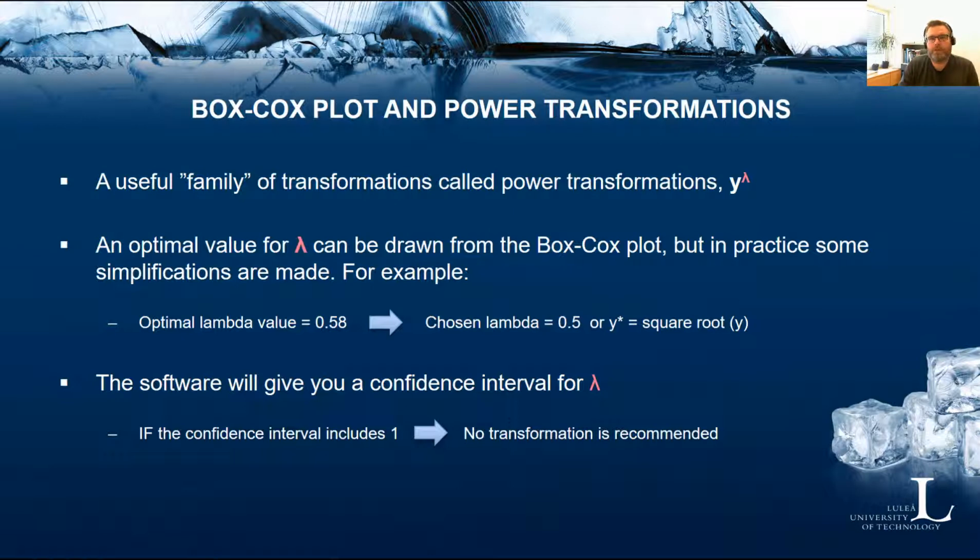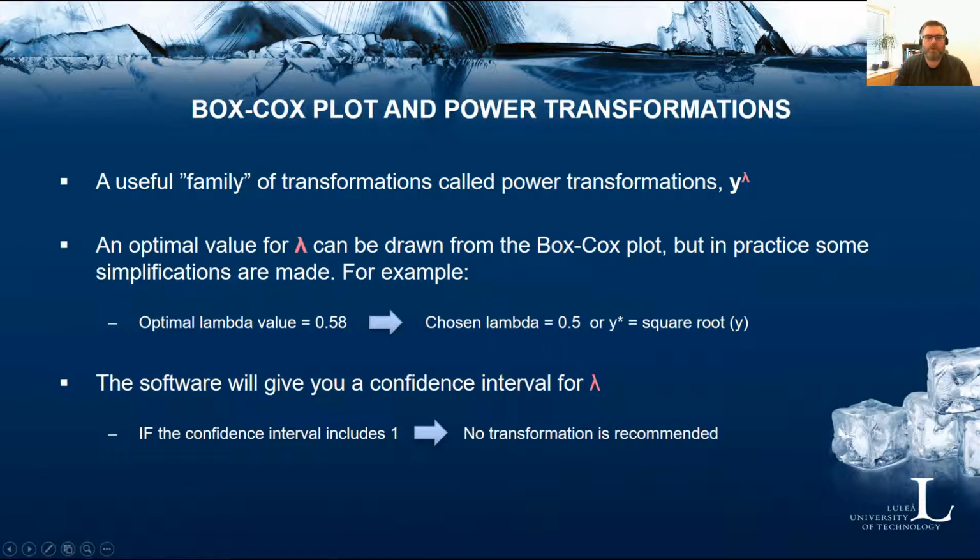But in practice, there are some simplifications made. So for example, if we get an optimal lambda value of 0.58, it's quite close to 0.5, which is the square root of y. So instead of using y to the power of 0.58, it makes some sense to use the square root instead, to make it a little bit easier to comprehend and to explain maybe.